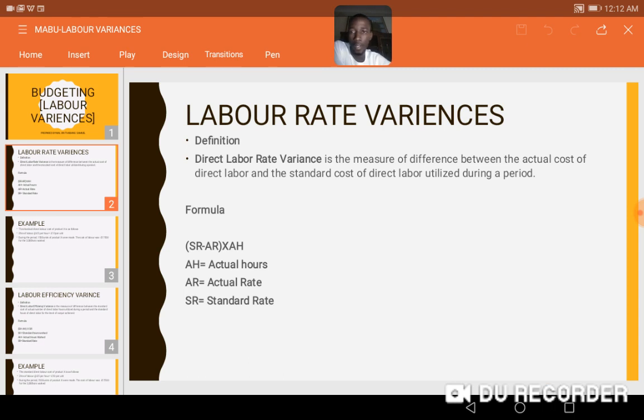Labor rate variance. Direct labor rate variance is the measure of the difference between the actual cost of direct labor and the standard cost of labor utilized during a particular period. We have the formula there: SR minus AR times AH. SR being standard rate, AR being actual rate, and AH being the actual hours worked on the period or on a certain activity. Just like the material variances.